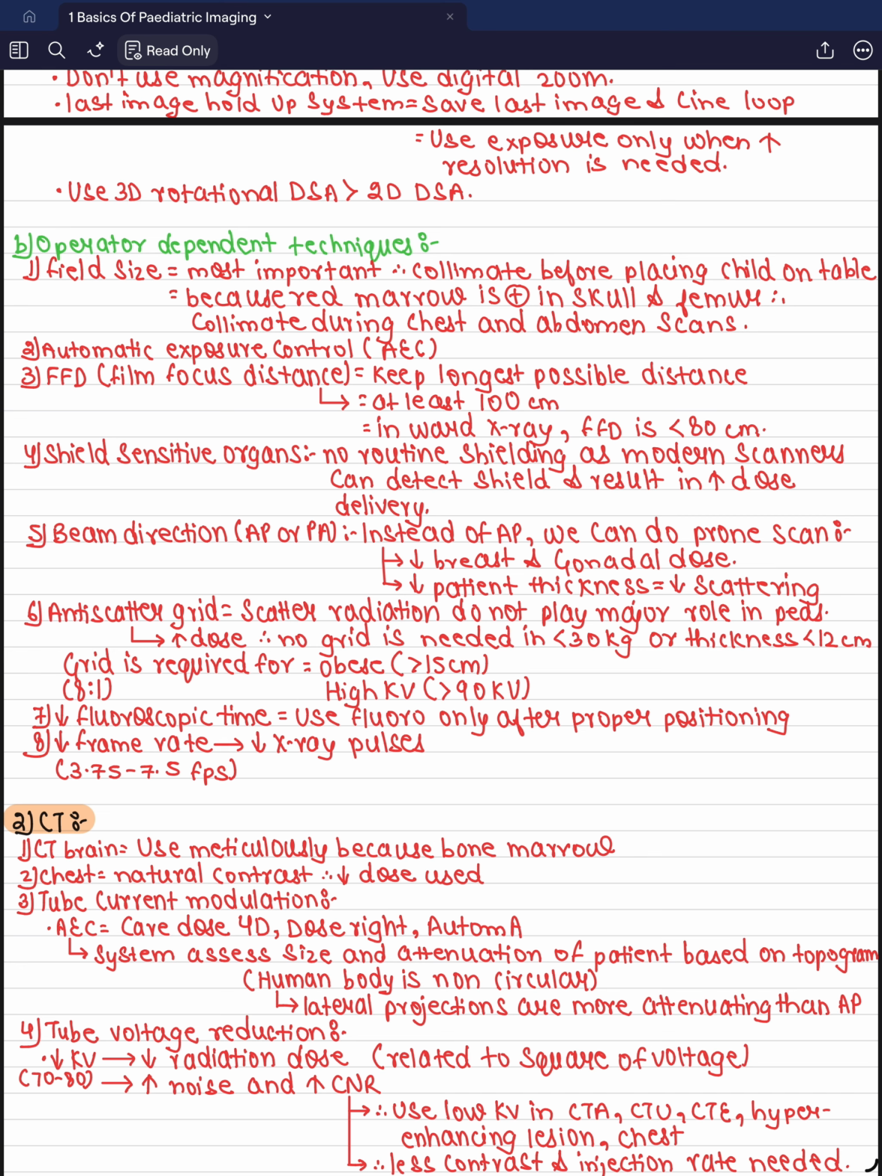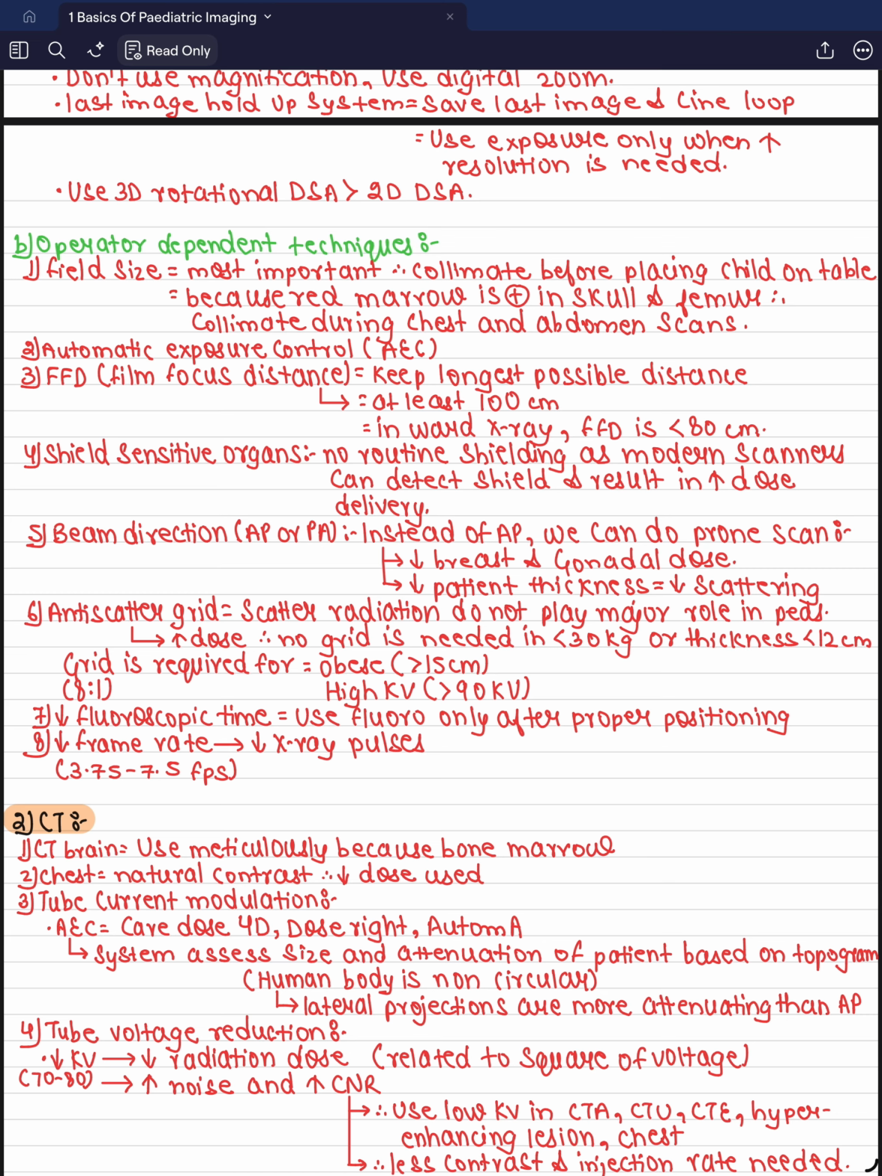Now you have to understand, because red marrow is present in the skull above and in the femur below, you should properly collimate during the chest and abdomen scans so that the skull and femur are not exposed. The second important thing that you can use is automatic exposure control, AEC. So the machine will automatically set the exposure parameters.